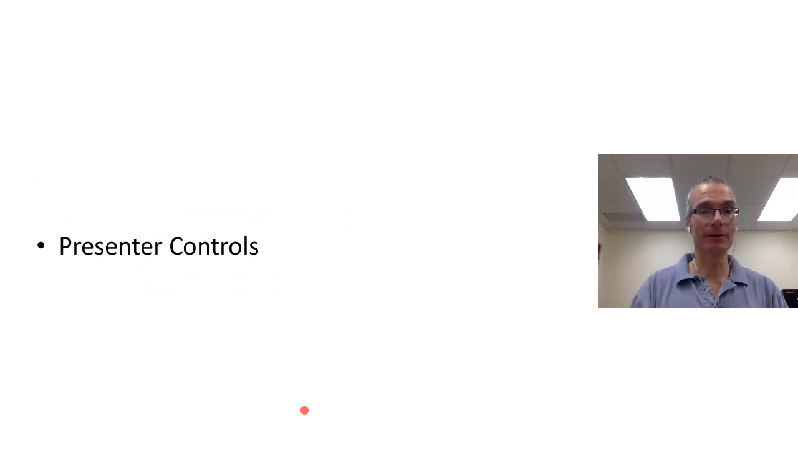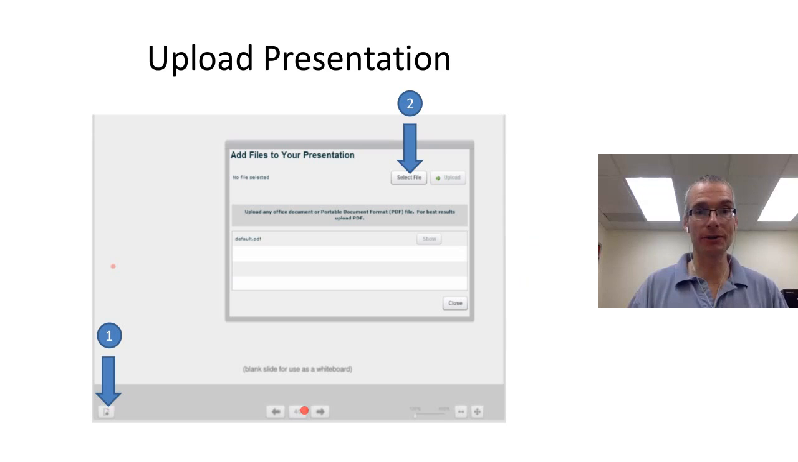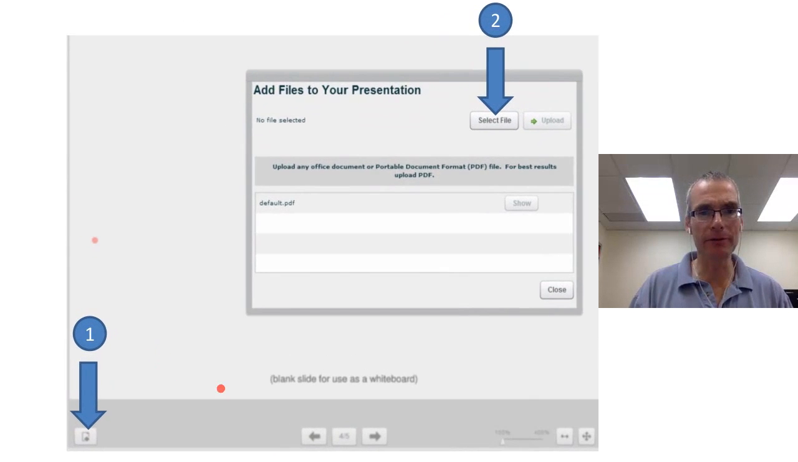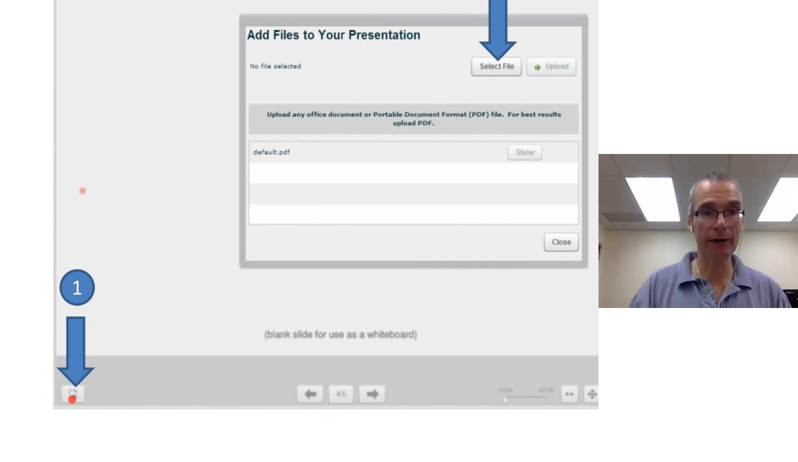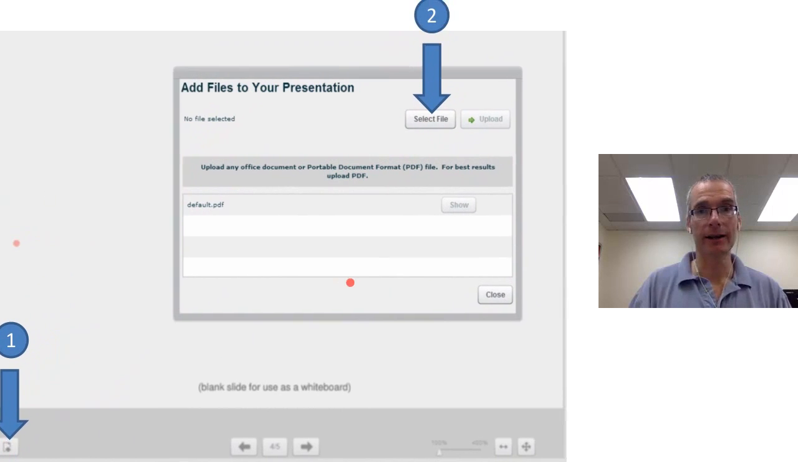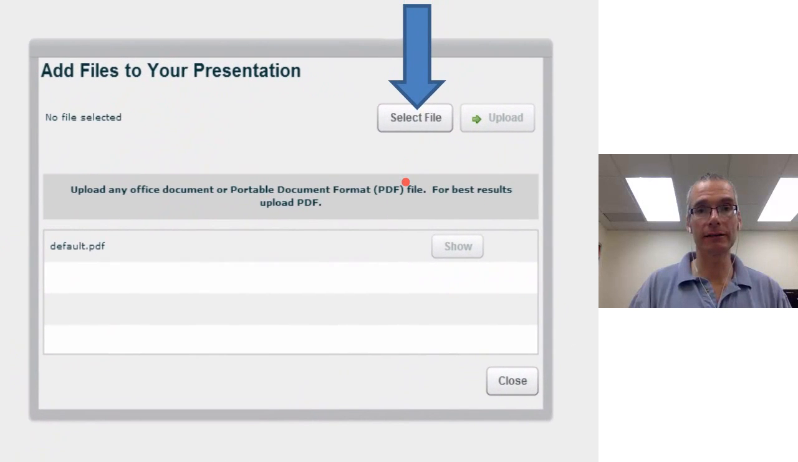So I'm going to talk about presenter controls right now, things you can do as a presenter. Obviously, you can upload slides. I think the slides may already be uploaded for you, but if you need to upload them yourself, it's super easy. You have an icon in the lower left-hand corner for uploading slides. Once you click that, you'll be able to choose select file. You select the presentation file on your computer.